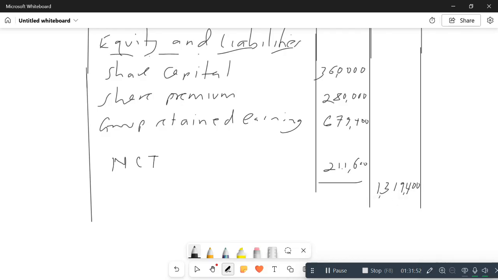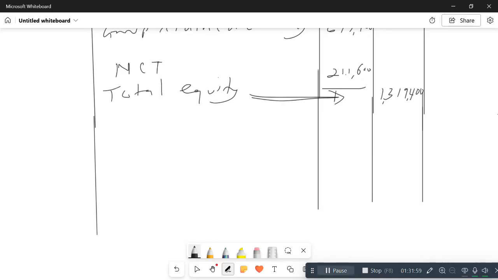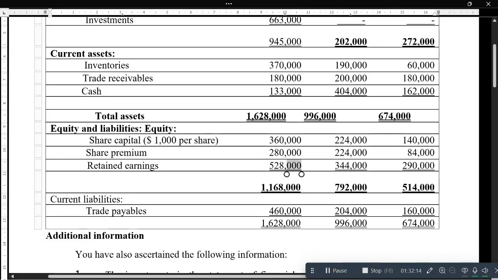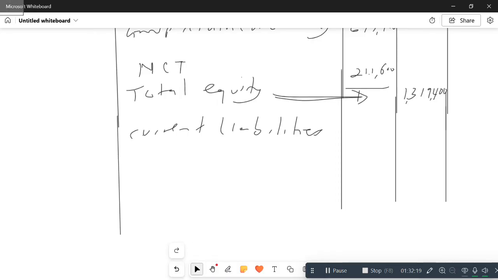What is left here now, we are done with equity. What is left is current liabilities, and we finish our numbers. Current liabilities. Check here. We have trade payables.